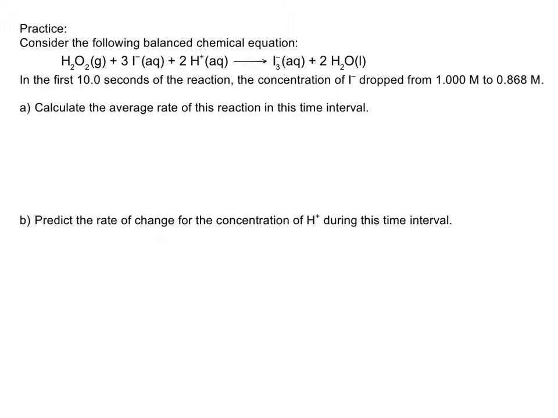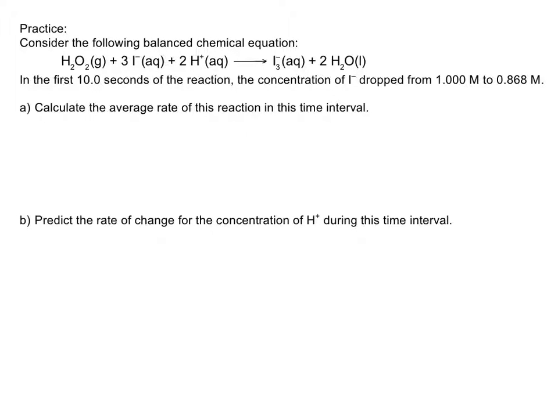So now let's use this equation in an example. So if we consider the following balanced equation, we have H2O2 plus 3I minus gives 2H plus I3 minus plus 2H2O. Okay, in the first 10 seconds of the reaction, the concentration of I minus dropped from 1 molar to 0.868 molar. So it wants us to calculate the average rate of the reaction in this time interval.